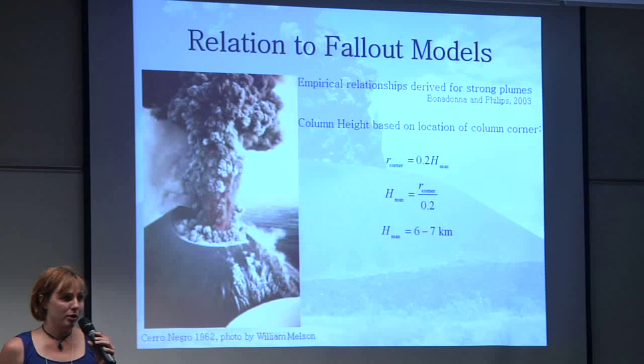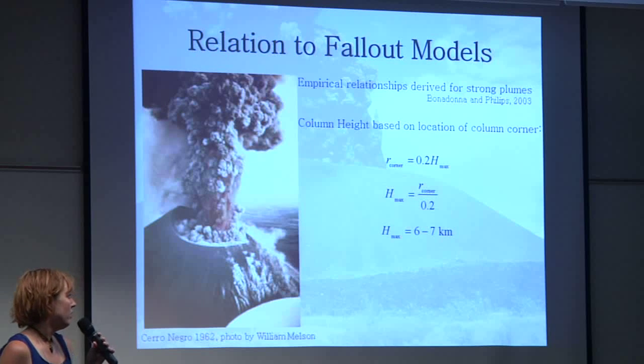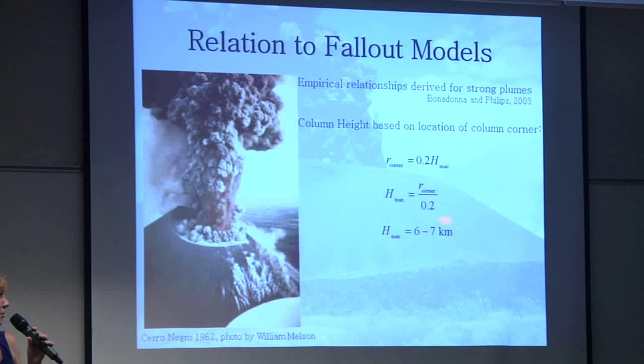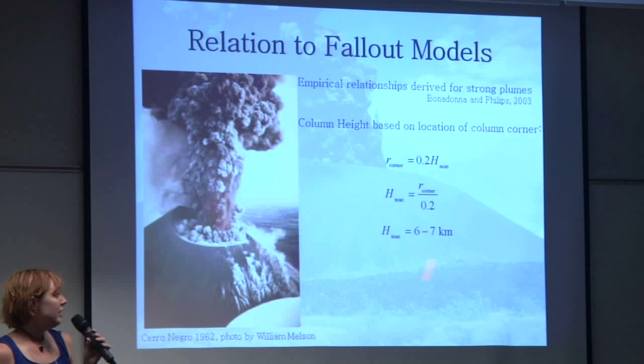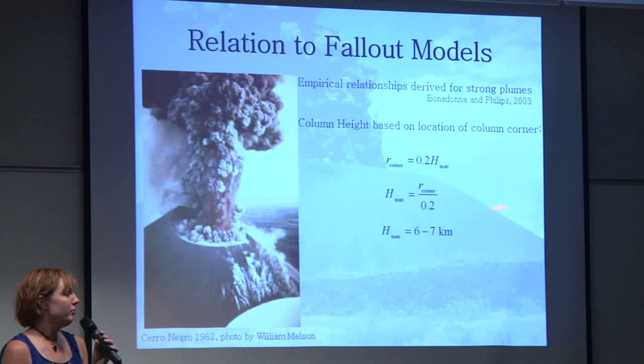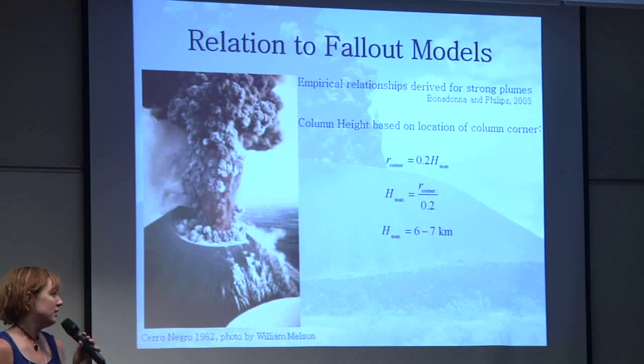So for the majority of eruptions that are depositing material at Cerro Negro, they tend to be characterized by column heights of 6 to 7 kilometers according to these relationships. And we know from the historical records that this is true. The eruptions that put out the majority of material are characterized by maximum column heights of 6 to 7 kilometers.